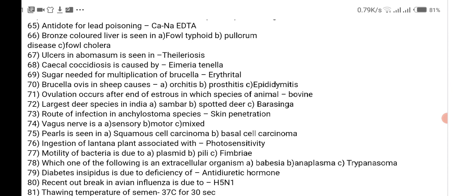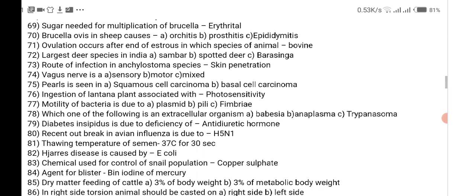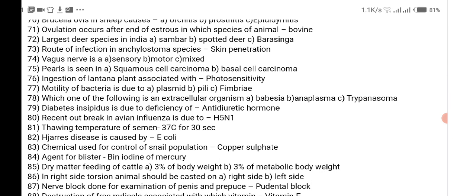Which one of the following is an extracellular organism? Babesia, Anaplasma, Trypanosoma. Do not know. Diabetes insipidus is due to deficiency of antidiuretic hormone. Recent outbreak of avian influenza was due to H5N1.